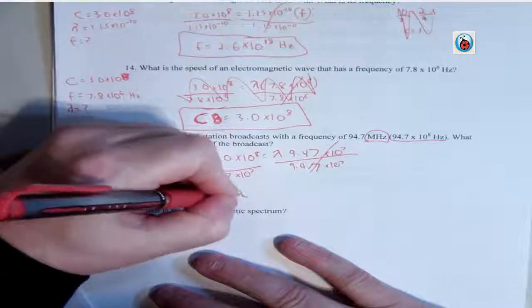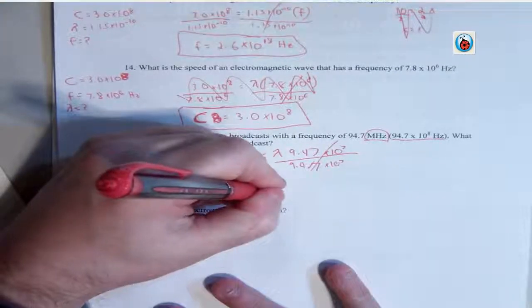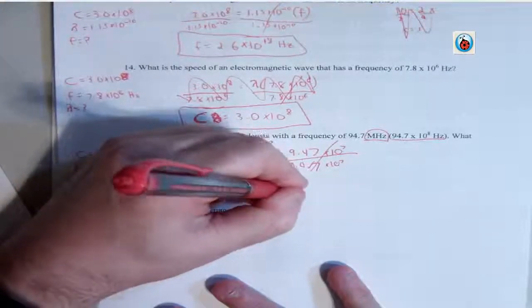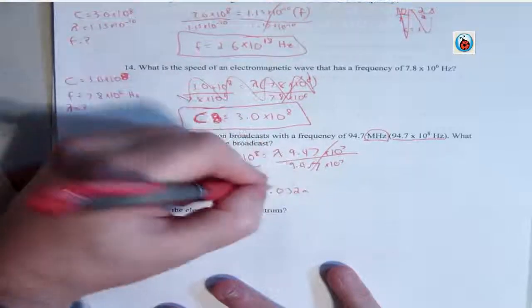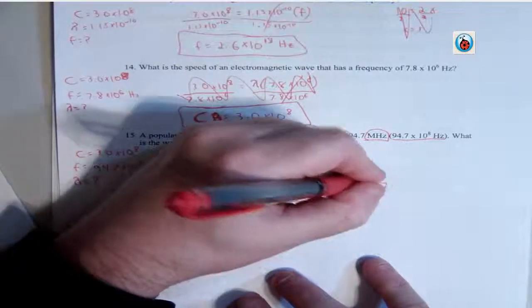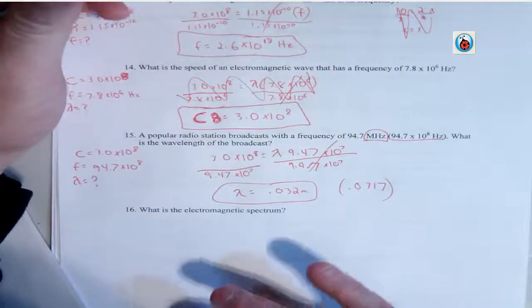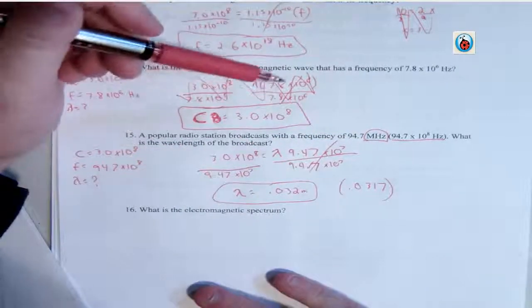So, our wavelength equals 0.032 meters. And then depending on what you do, you might also get 0.0317. So depending on if you convert this or not, whatever. So if you get one of these, you're good to go, okay?